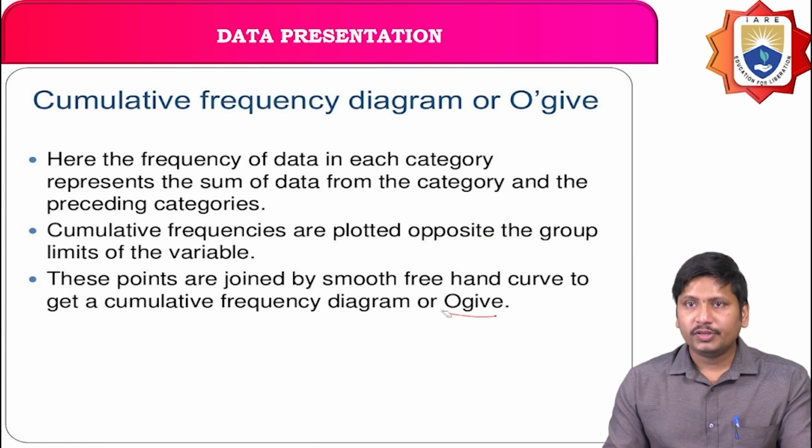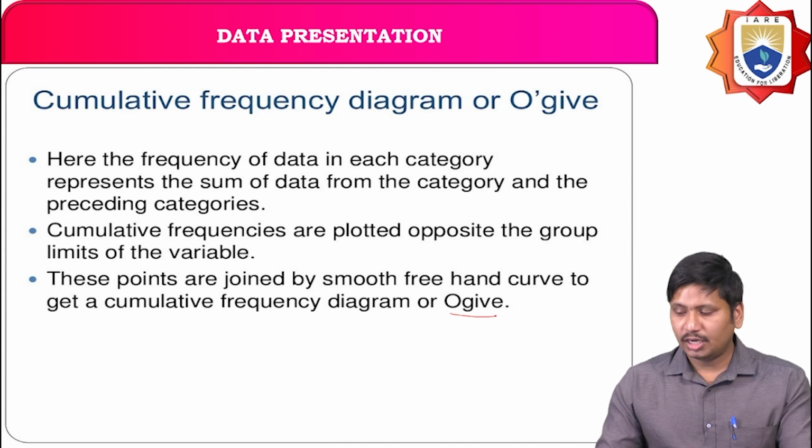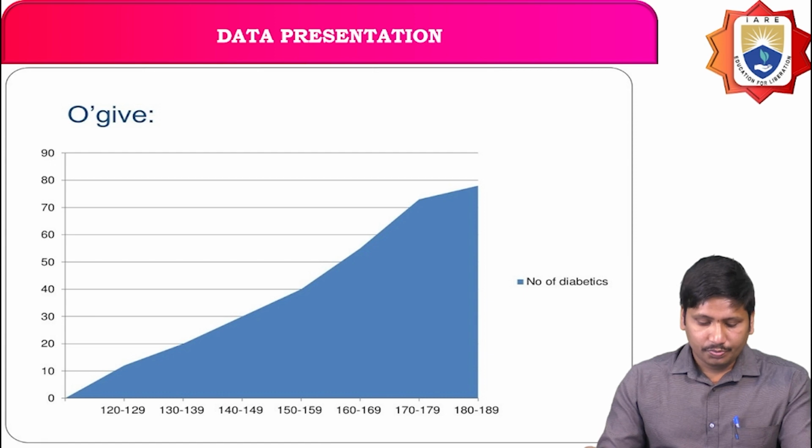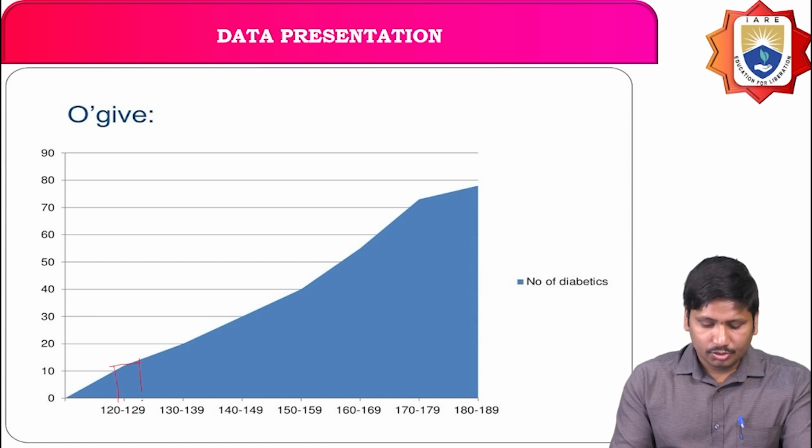So the frequency of the data in each category represents the sum from the category and the preceding categories. The cumulative frequencies are plotted opposite the group limits of the variable, and these points are joined by a smooth freehand curve in order to get the cumulative frequency diagram, or OGIVE, like this. So this is a simple example of the OGIVE.